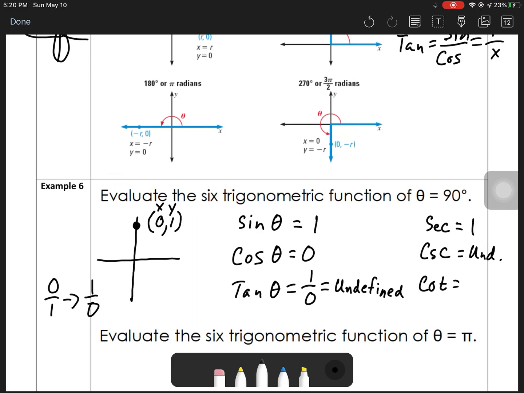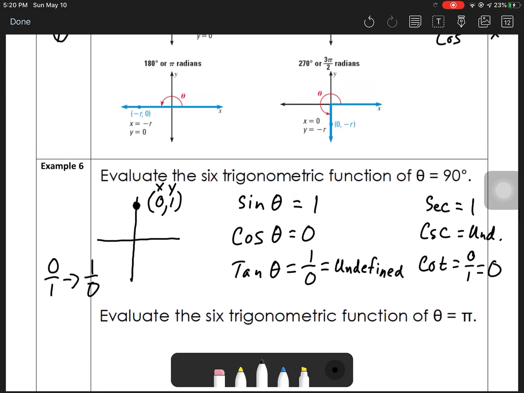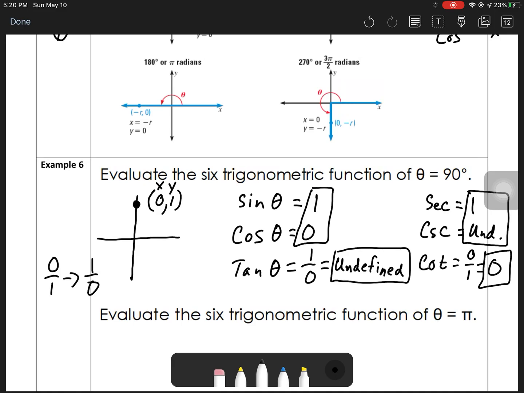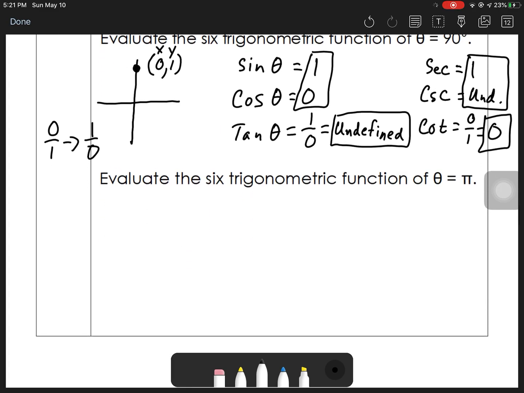Now cotangent, however, you'd think that the reciprocal of undefined would be undefined. But the reciprocal was 1 over 0, and the reciprocal of that is 0 over 1, which is actually 0. So the reciprocal of undefined is 0. Kind of a weird concept. Hopefully that's not super confusing. But these would be our answers here. It is okay to get undefined answers, and it is okay to get 0. Just remember that undefined is when 0 is on the bottom, and if it's on top, that's okay.